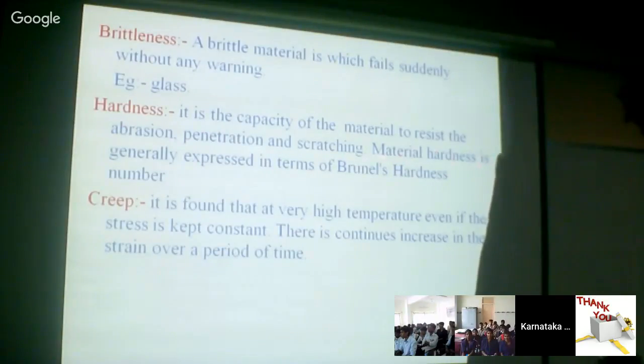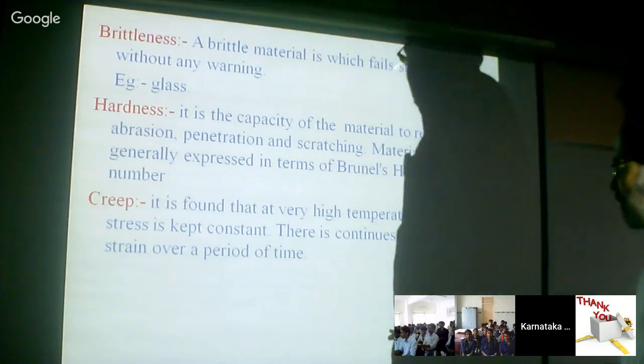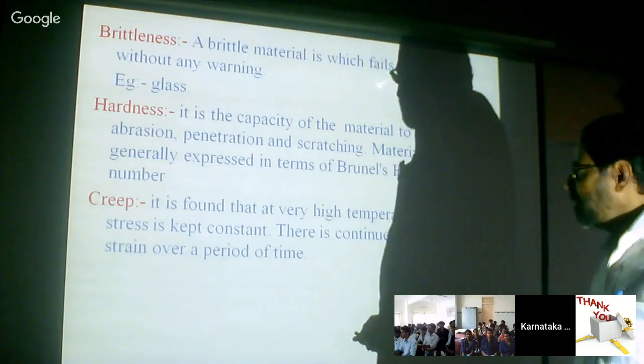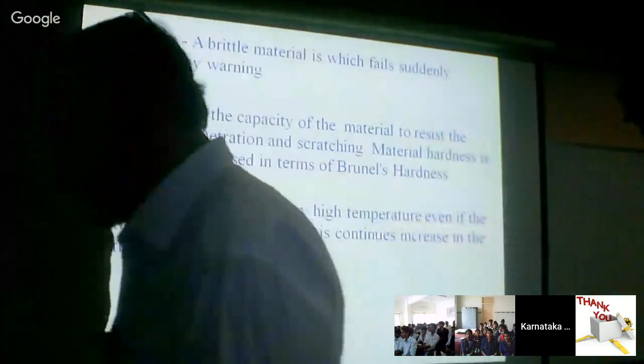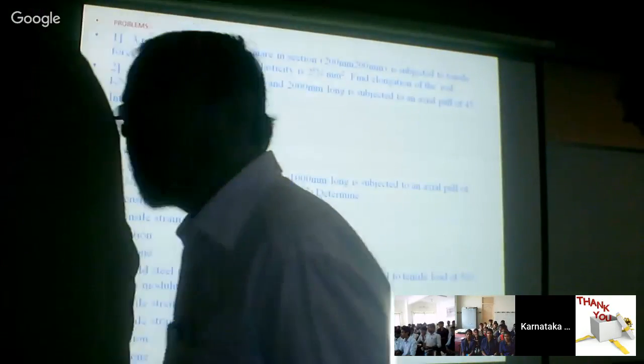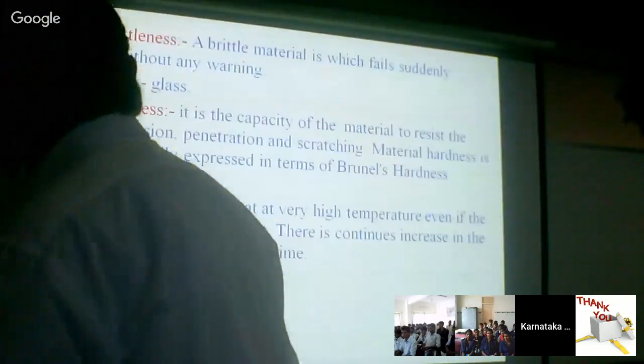Material hardness is generally expressed in terms of Brinell hardness number. And creep: it is found that at very high temperature, even if the stress is kept constant, there is a continuous increase in the strain over a period of time. Without increasing the load, the strain will continue. That is creep.